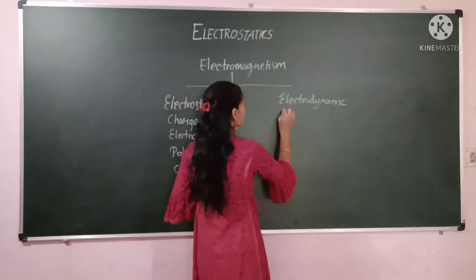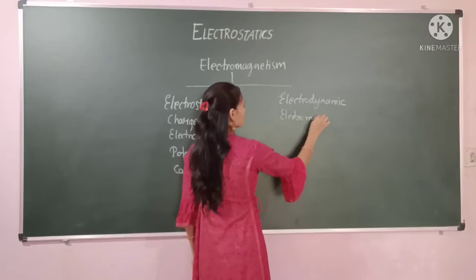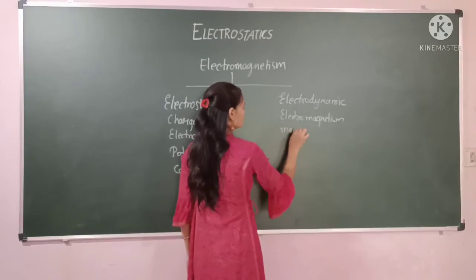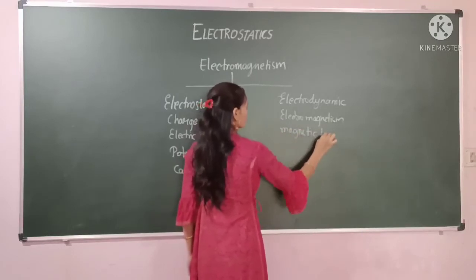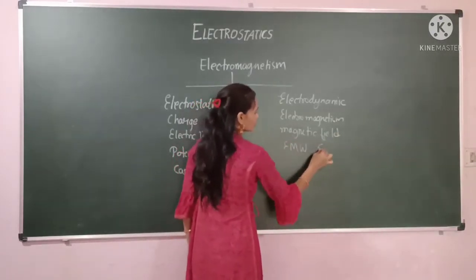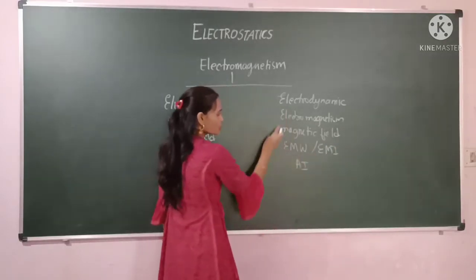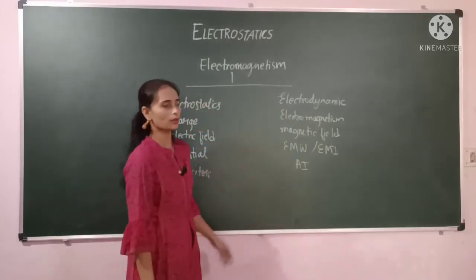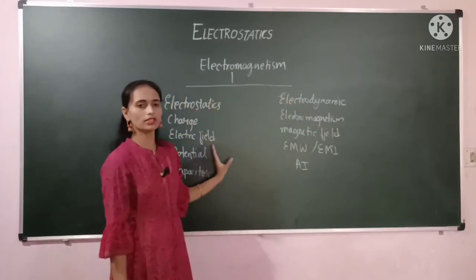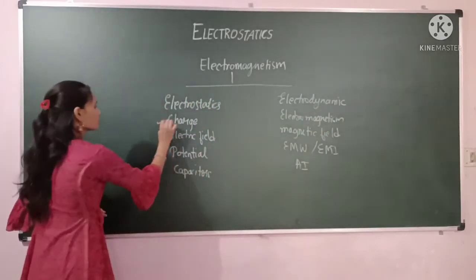In electrodynamics we are going to deal with magnetism and electromagnetism. In this we are going to study magnetic field, electromagnetic waves, electromagnetic induction, and alternating current. All these topics we will cover in the electrodynamics chapter. After completing this chapter we will go for that chapter. First we will study when the charge is at rest, after that when the charge is in motion. So first we will start with this topic, charge.